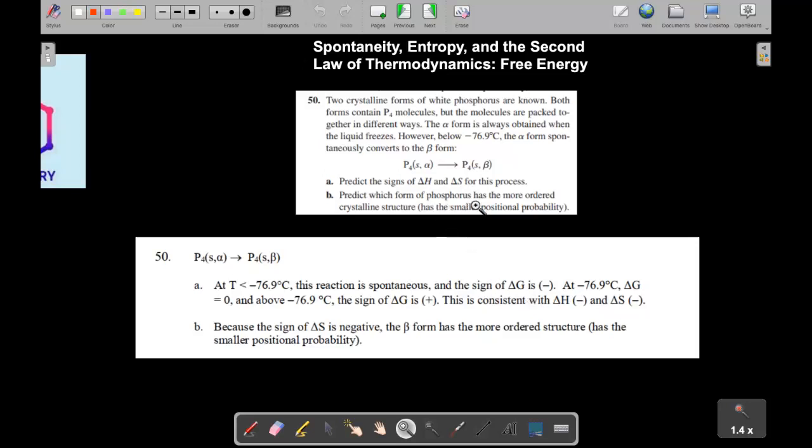Predict which form of phosphorus is more ordered. As we have agreed, the sign of delta S is negative, so this means the entropy decreases. So the beta form is more ordered. The sign of delta S being negative means that in this direction the beta form has the more ordered structure. The entropy decreases when you move from the left one to the right one, and it becomes more ordered.